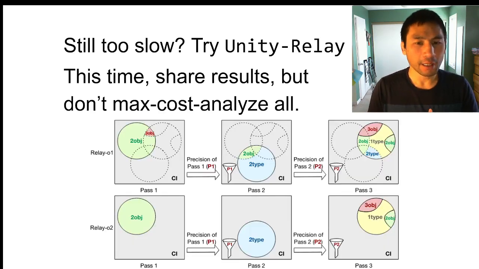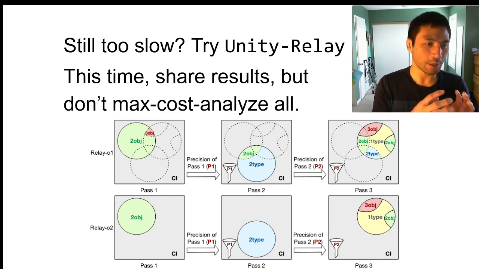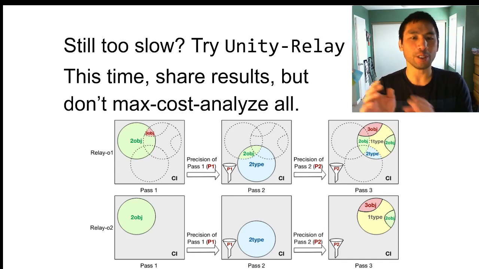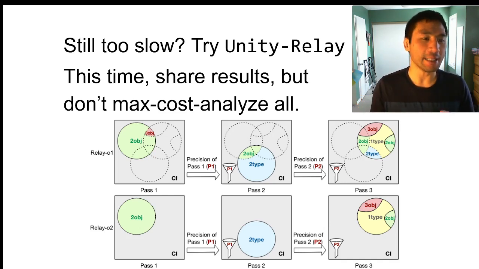Okay, this could be too slow. And so they propose another approach, Unity Relay. And so this time we run each of the analyses separately. So you do analysis 1, then you do analysis 2, then you do analysis 3. That is, you do the context-sensitive thing for the methods that are called for in analysis 1.